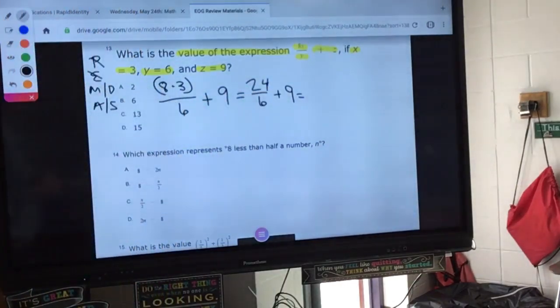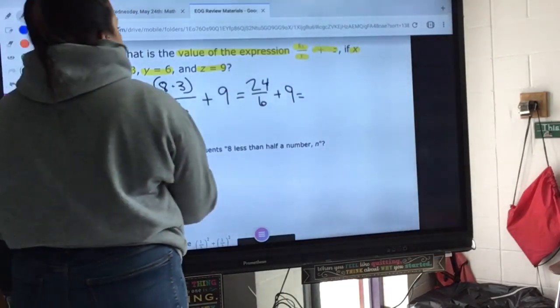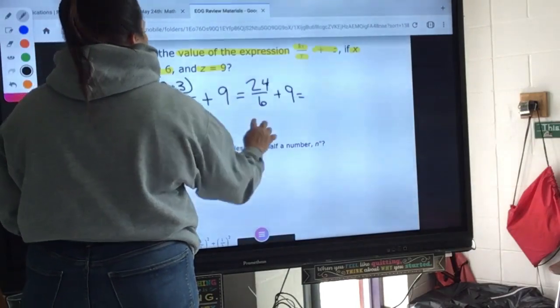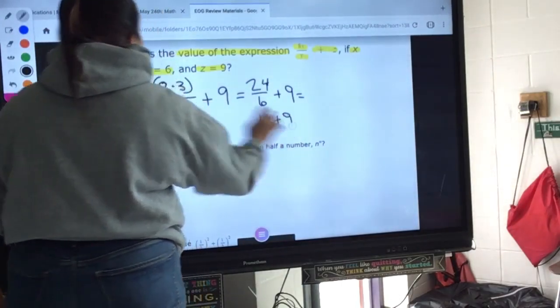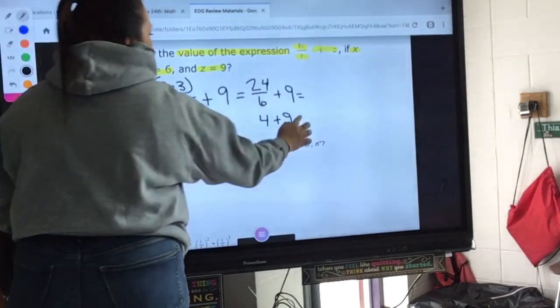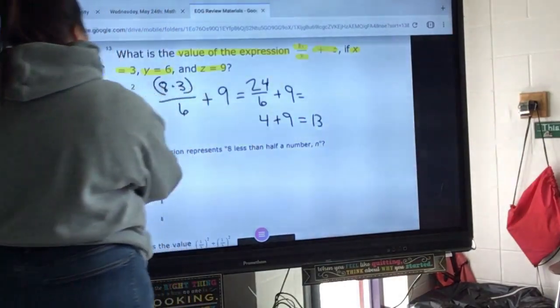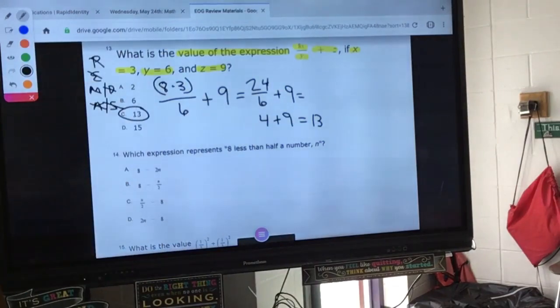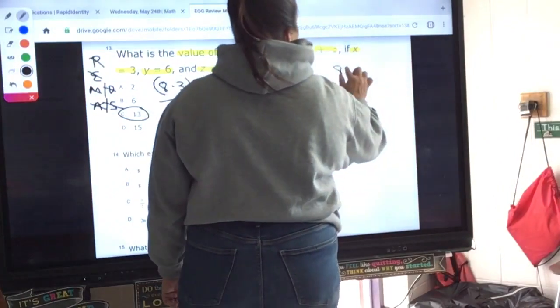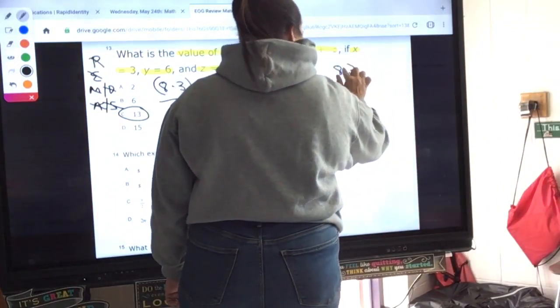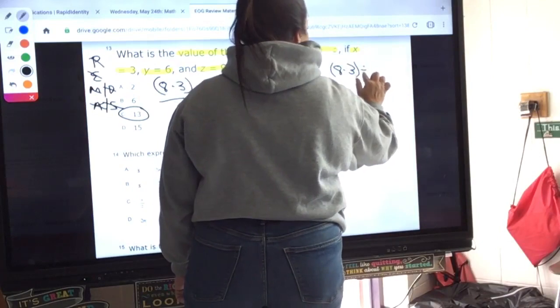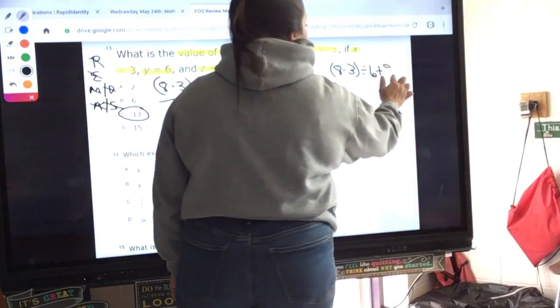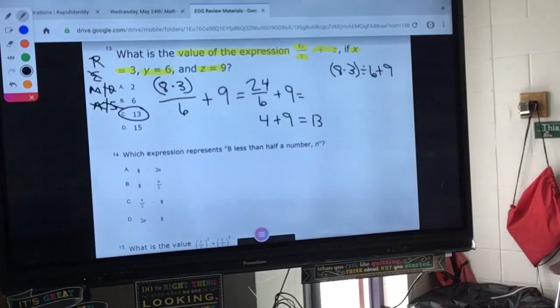All right, now I'm looking for multiplication or division. Do I have either one of those? 24 divided by 6, which is 4. So now I have 4 plus 9, which is 13. Now, you could have also written this as 8 times 3 divided by 6 plus 9, if that helps you a little bit more. I just try to keep it as much like the original as possible.